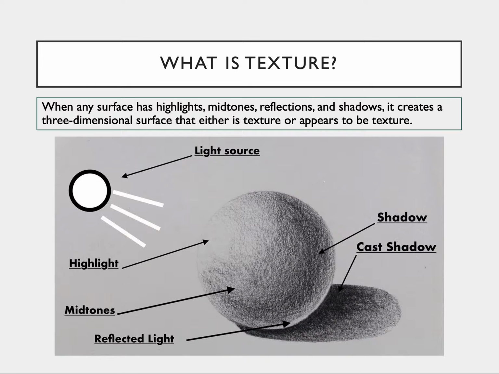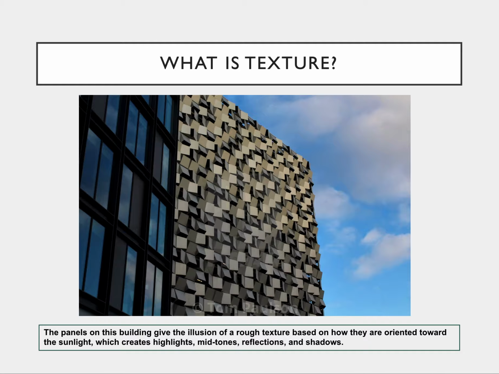So when any surface has highlights, midtones, reflections, and shadows, it creates a three-dimensional surface that is either texture for real or appears to be texture. So we can have the illusion of texture. Panels on this building give the illusion of a rough texture based on how they are oriented. And as a result, it creates highlights, midtones, reflections, and shadows.